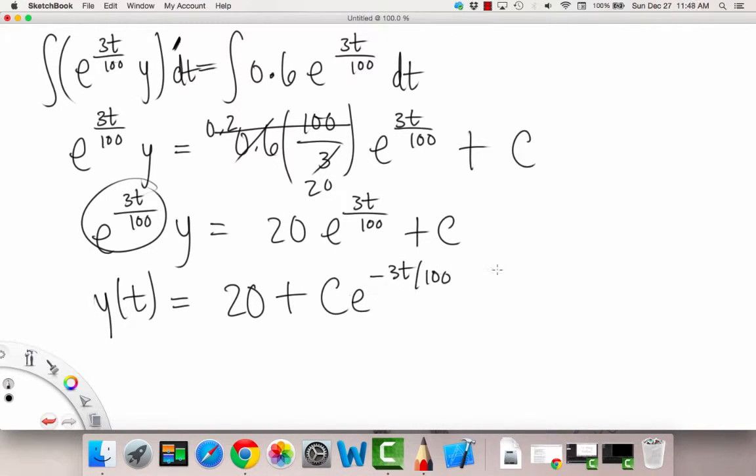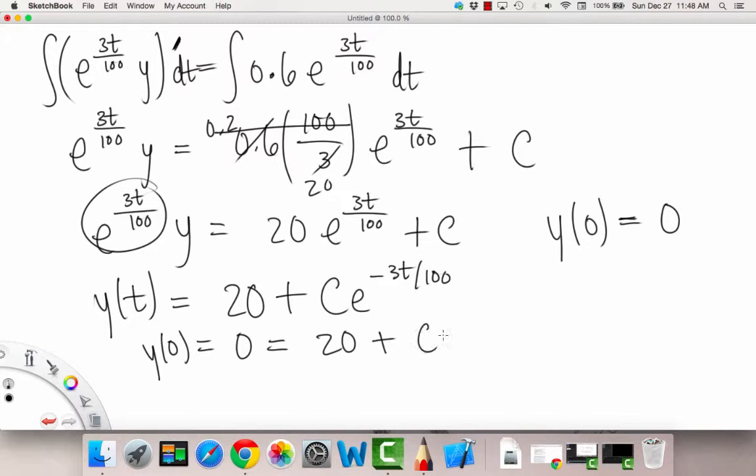Okay, so this is our general solution, and in order to find the particular solution, we just have to utilize the fact that y of 0 is equal to 0, which again means that at time 0, when we have only pure water in the tank, our sugar content in the tank is 0. We have 0 pounds of sugar in the tank, okay? So if we plug that in, we get y of 0 should be equal to 0, which when we plug in t equal to 0, we get 20 plus c e to the 0. So c then has to equal negative 20.